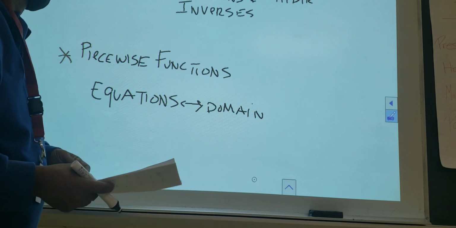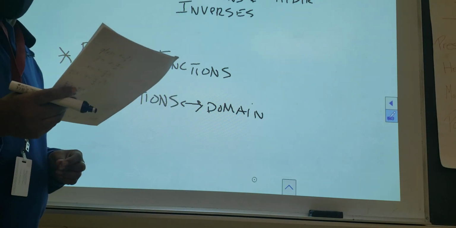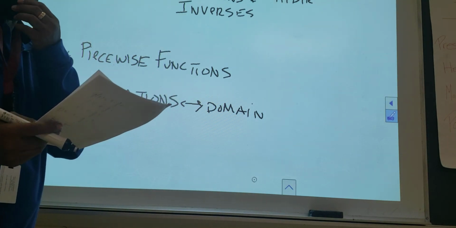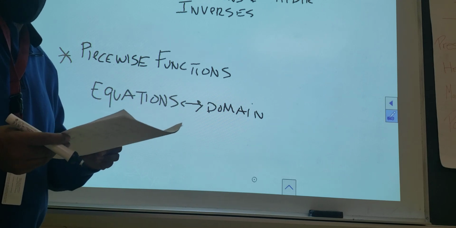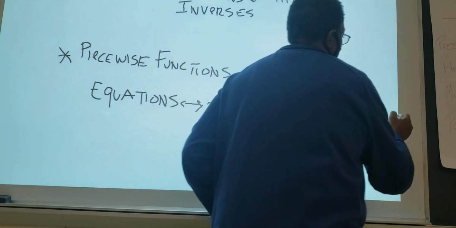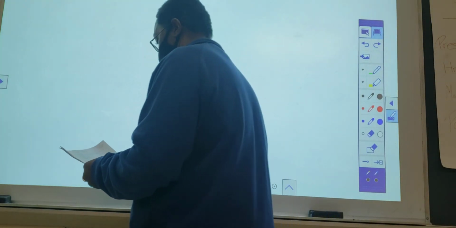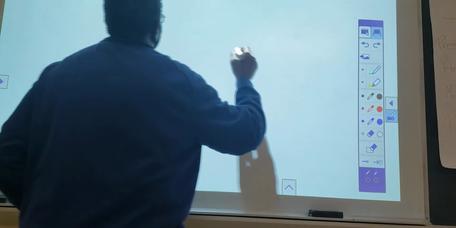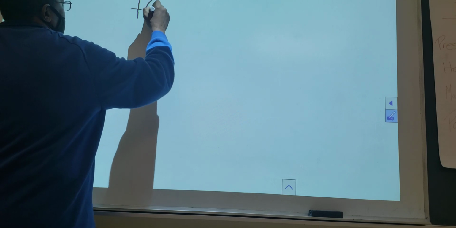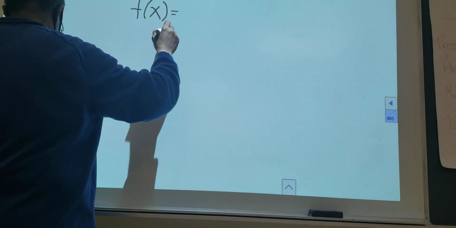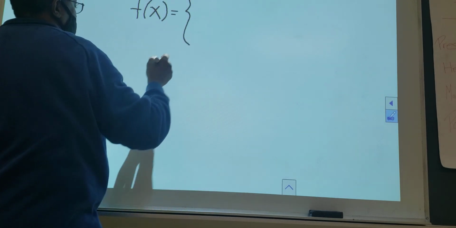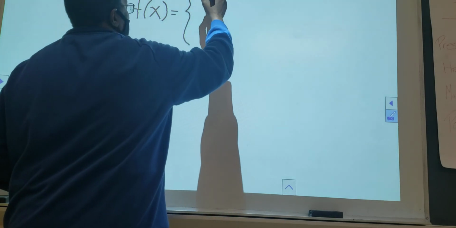So first thing I want to do is write down an example of a piecewise function, and I'm going to graph it. We haven't talked about graphing piecewise functions, so I just want to go ahead and do that right now. This is an example of a piecewise function. f of x is equal to, so a piecewise function has two or more functions.